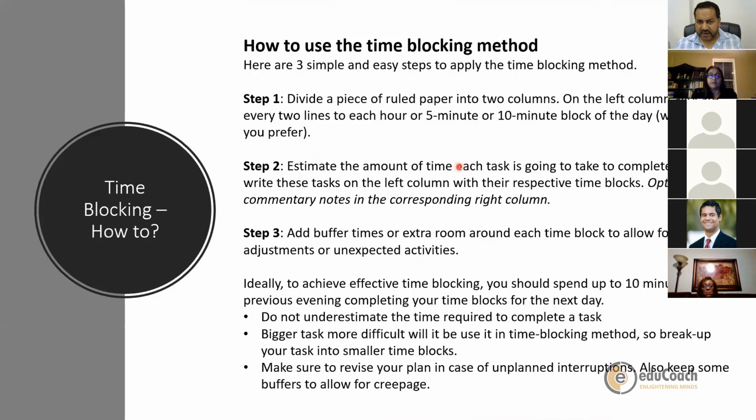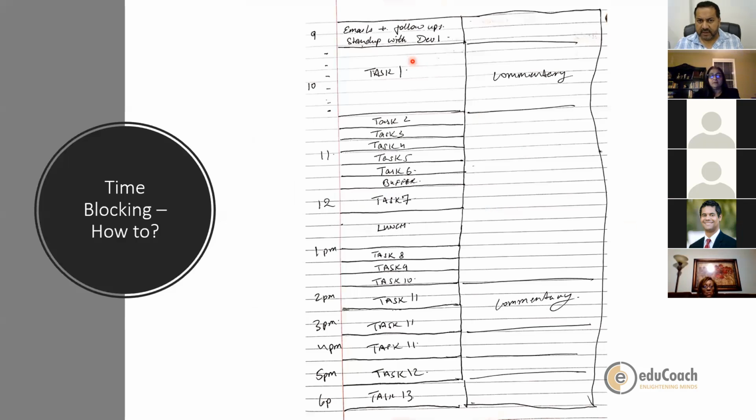Estimate the amount of time each task is going to take to complete, and then write these tasks on the left column with their respective time blocks. Optional: add commentary notes in the corresponding right column. So if I'm saying, okay, this is task 1, which would probably take me one hour, I allot six rows to it with what that work is.